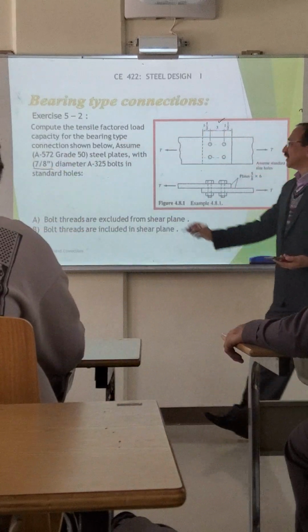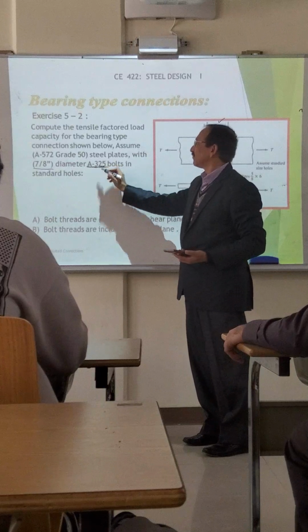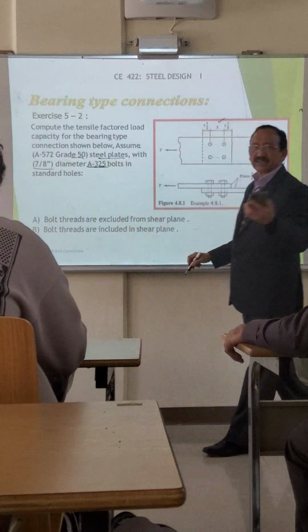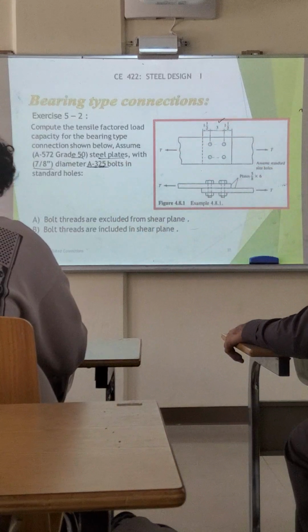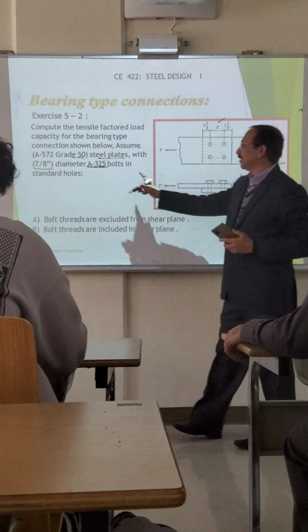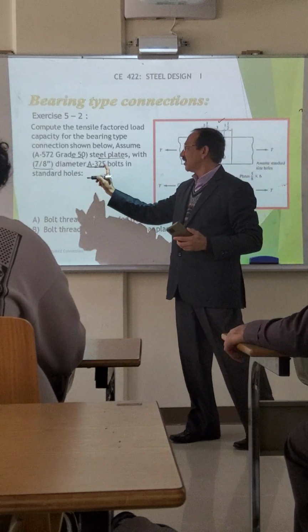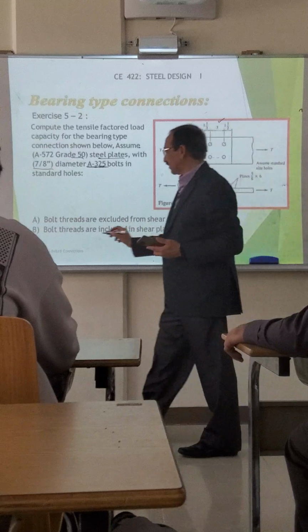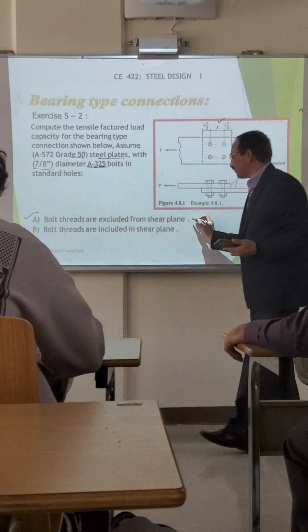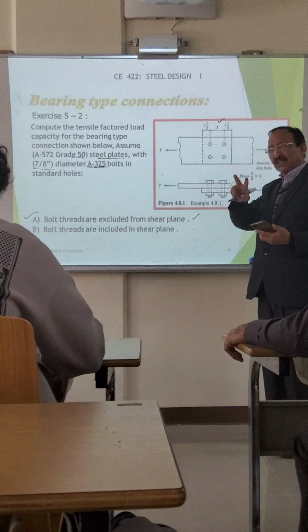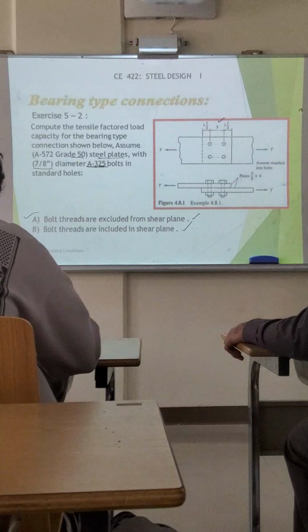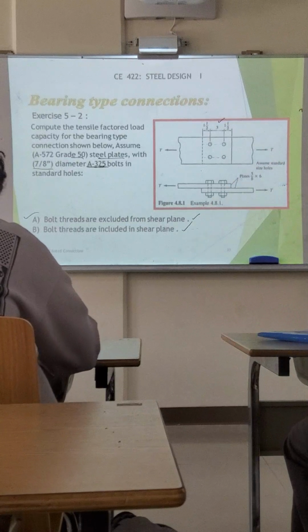Okay, and this is the grade for the bolt material, and steel grade 50 is for the plate. So you can get the values of Fy and Fu for the plate, and the values of Fub for the bolt, or Fnb for shear. And here there are two conditions which you have to check. Bolt threads are excluded from the shear plane, or bolt threads are included in the shear plane. These are the two possibilities in the case of shearing. So you have to check for both. Okay.